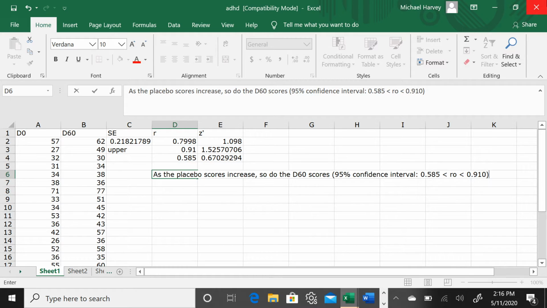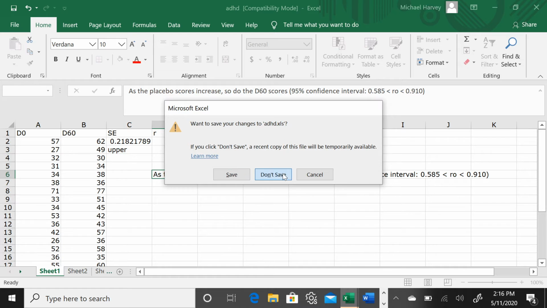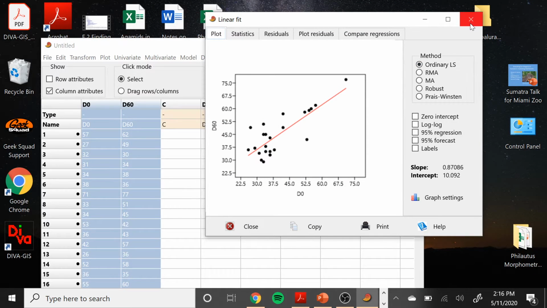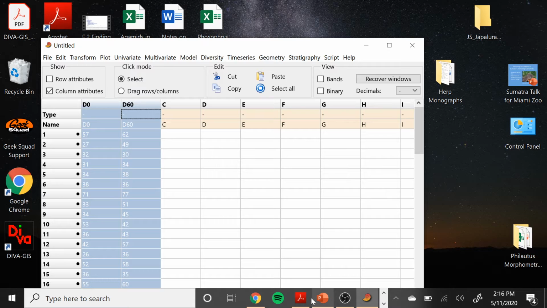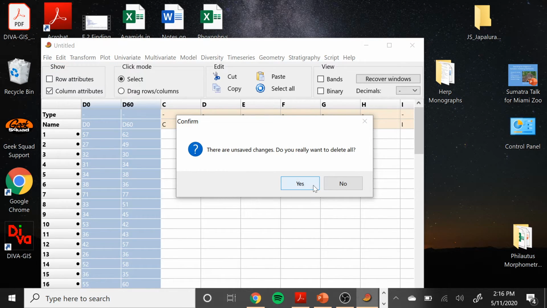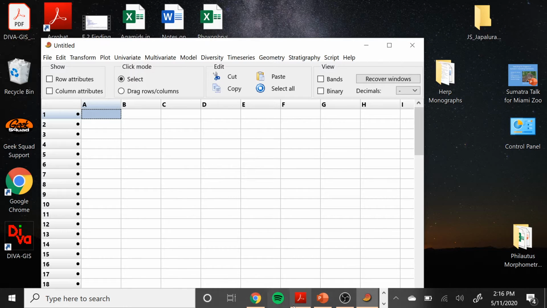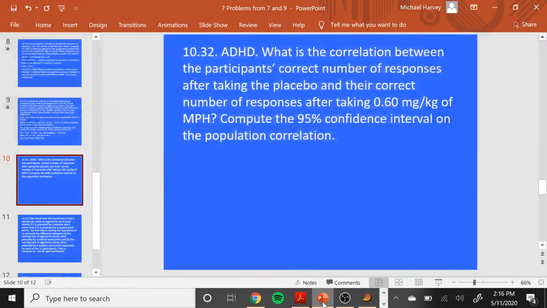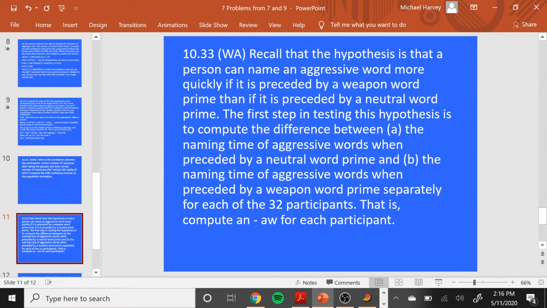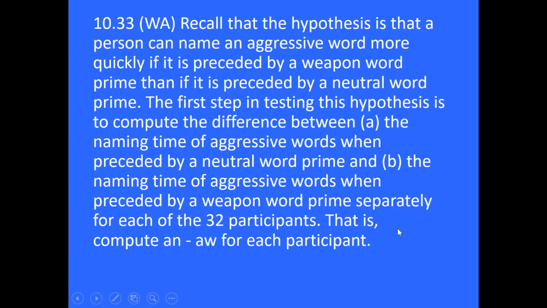Okay? Now I'm going to just delete this because we're done with that example. And now we're going to work on a new one. We're going to be using a new spreadsheet and everything. Let's see what we have next. The next one is 33. You can read this one on your own a little bit. Recall that the hypothesis, this is about weapons and aggression.